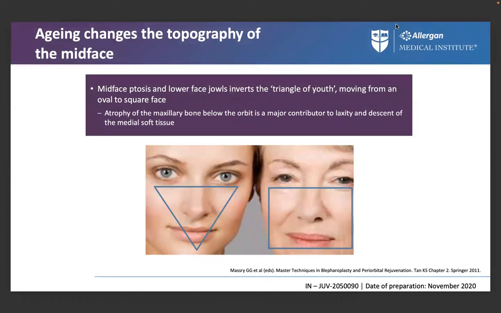Atrophy of the maxillary bone below the orbit is a major contributor to the laxity and descent of the medial soft tissues. So it is basically the underlying maxillary bone undergoing changes, because of which all these are manifested in different ways and as different aesthetic concerns on the face, superficially on the surface.